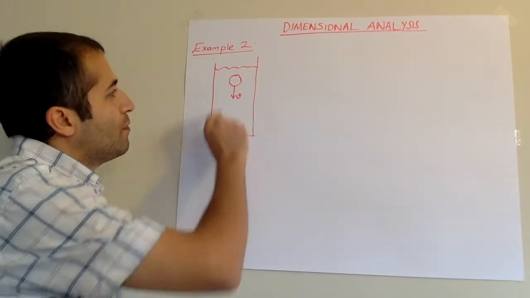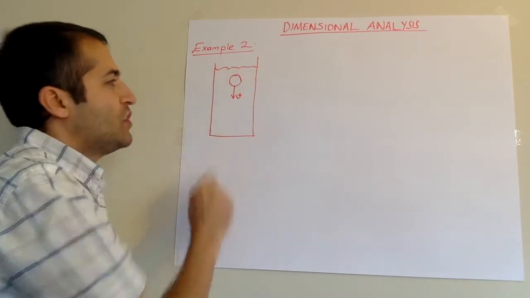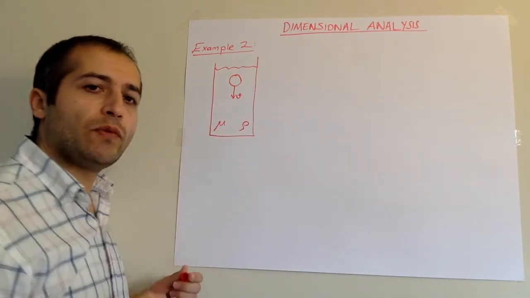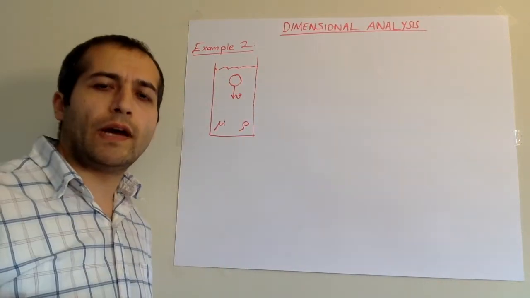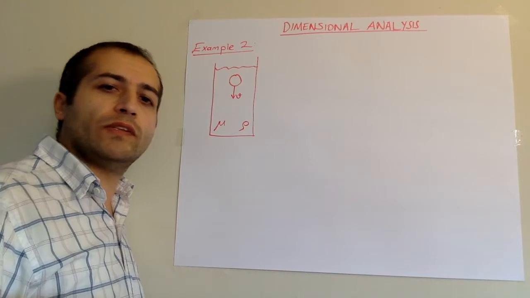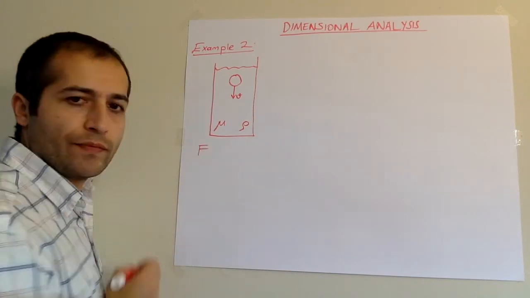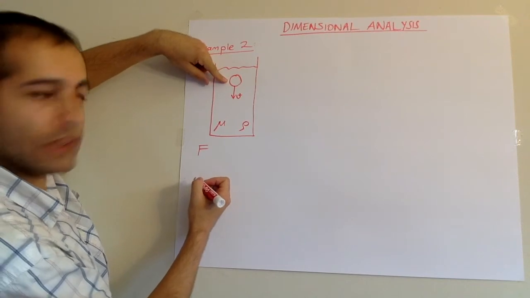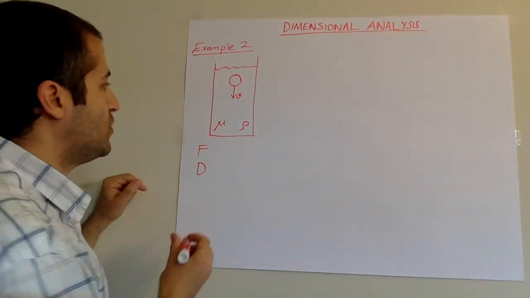Here is the problem. We have a ball falling down due to gravity in a fluid which has a viscosity mu and a density rho, and we would like to calculate the drag force acting on this object. I start my dimensional analysis by listing all the variables which can have an effect on the drag force. So first I write down the drag force as F. And I think the size of the object might have something to do with the drag force. So I write down D, which might be the diameter or the radius of the object.